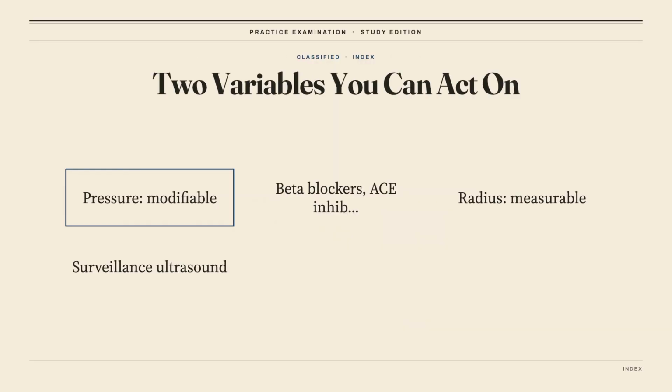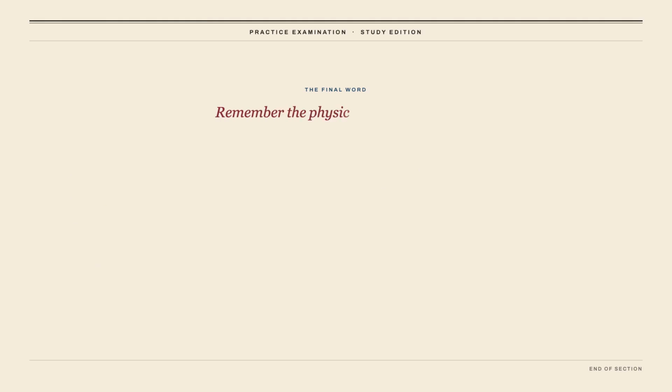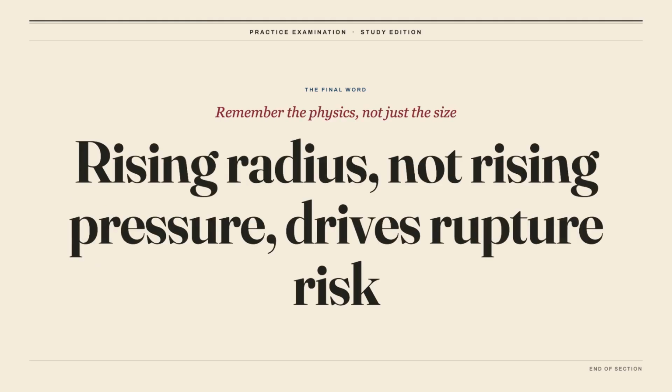The equation identifies exactly two variables clinicians can act on. Pressure is modifiable, targeted with beta blockers and ACE inhibitors toward a systolic goal below 130, while radius is measurable and tracked through surveillance ultrasound at set intervals. Pressure inside the sac stays at systemic levels and does not rise simply because the vessel widened. It is radius that changes and drives danger. Holding on to the equation itself, rather than a vague sense that bigger is worse, is what reveals that distractor.